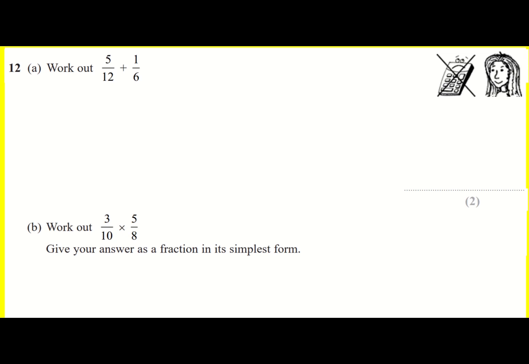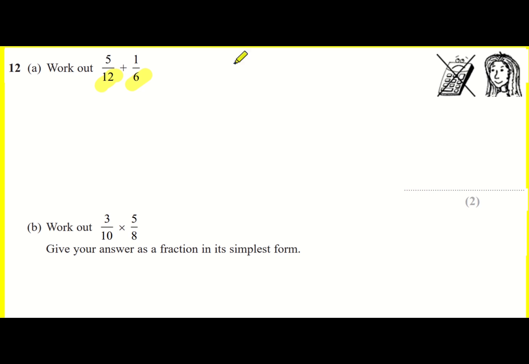Part A, work out 5/12 plus 1/6. Now, when you are adding or indeed subtracting fractions, you need to get a common denominator. That means you need to get the bottom half of the fraction looking the same or having the same value. Now, there are a couple of ways that students do this.